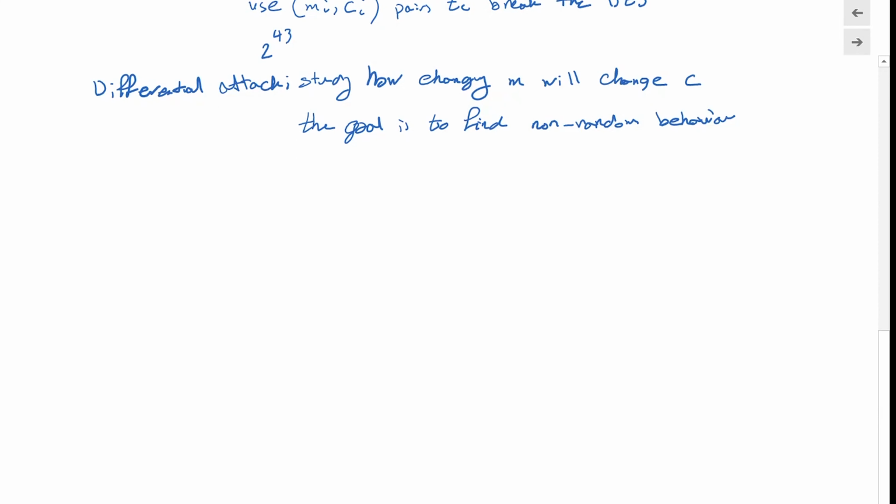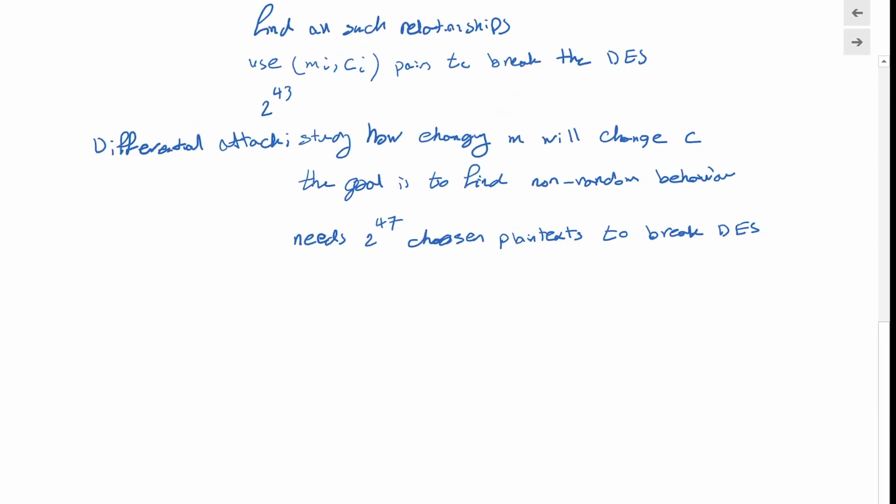So the best algorithm that uses this idea to break the DES needs 2 to the power 47 chosen plaintexts to break the DES, right? As we said, we want to study how changing M would result in changes to C. So I start with one M, and then I start to flip bits in M and observe how the corresponding ciphertext C would change.